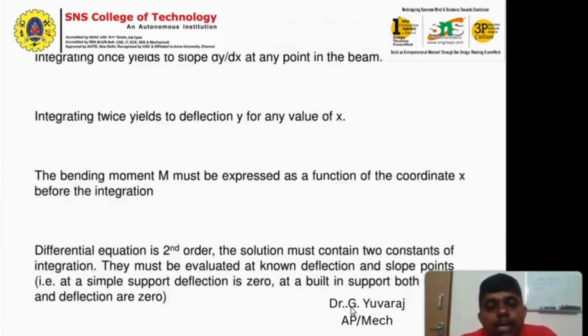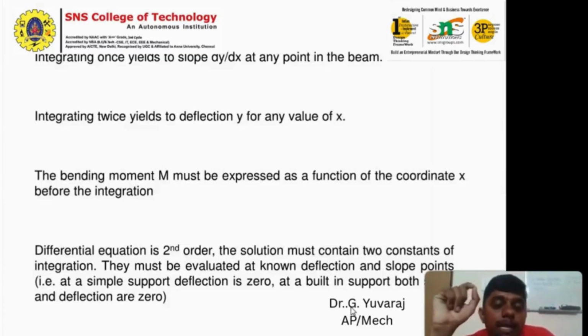Integrating once helps to yield the slope. That slope can be represented by the equation dy by dx at any point in the beam. By integrating twice, the deflection y for any value of x can be represented.